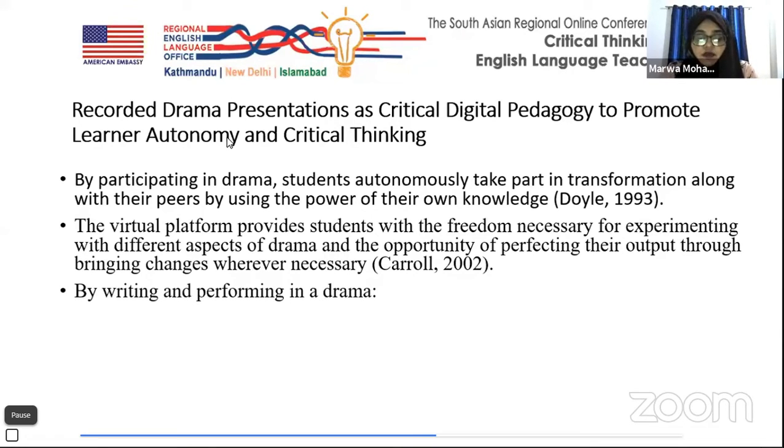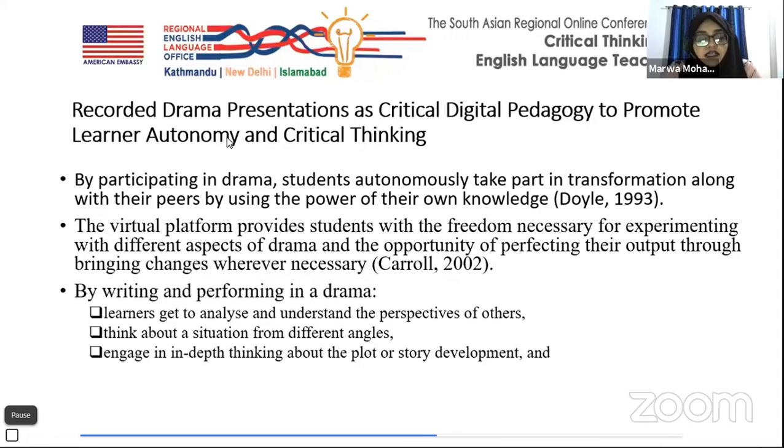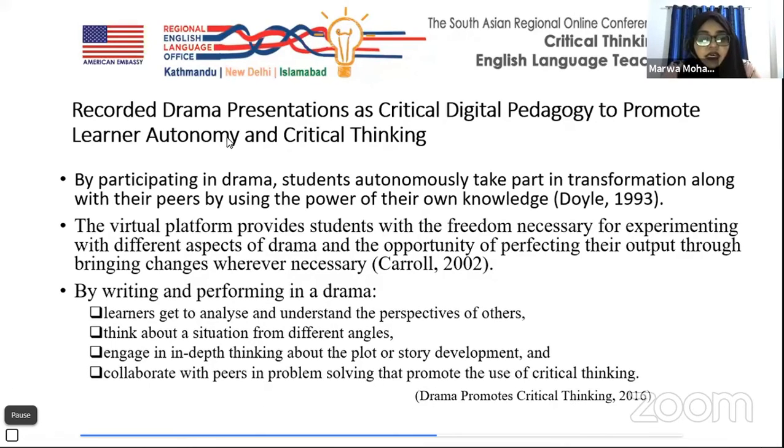And writing and performing a drama is very important, because when they do it, they are analyzing and understanding the perspectives of others. They are thinking about a situation from different angles. They are engaging in in-depth thinking about the plot or story development, which is obviously critical thinking, and they're collaborating with their peers in problem solving. So all these are related to learner autonomy and critical thinking.